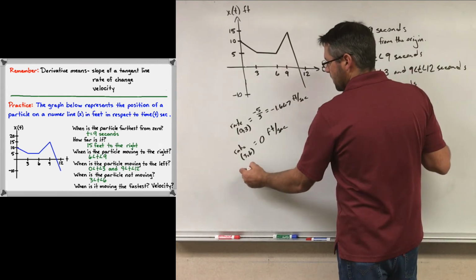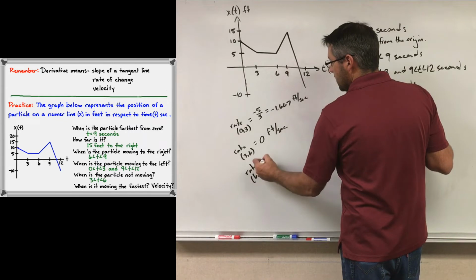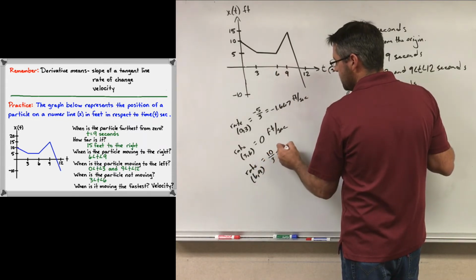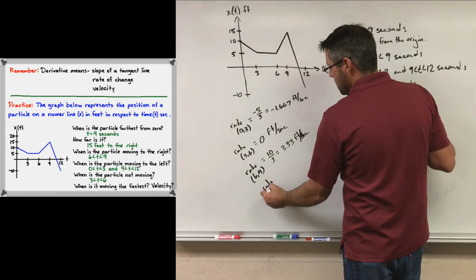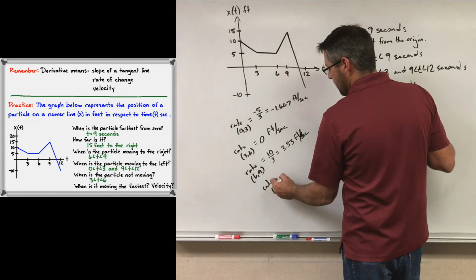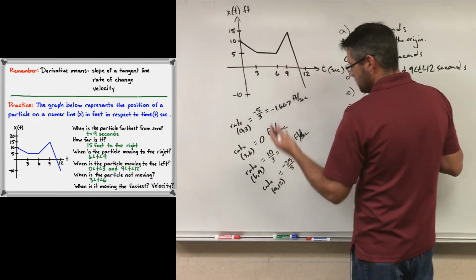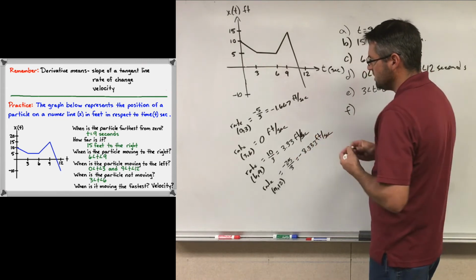It's staying still. The rate from 6 to 9 is going to be up 10 over 3. So that's going to be 3.333 feet per second. And then the rate from 9 to 12 is going to be negative 25 over 3, which is what? Negative 8.333 feet per second. So here I figured out all the velocities.